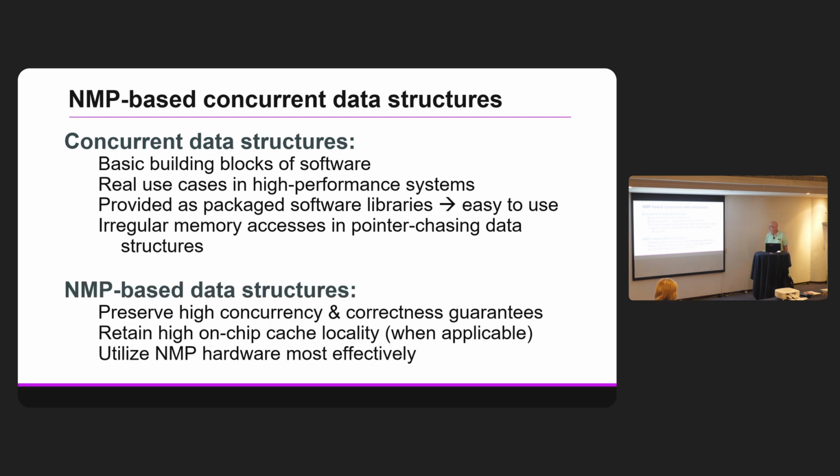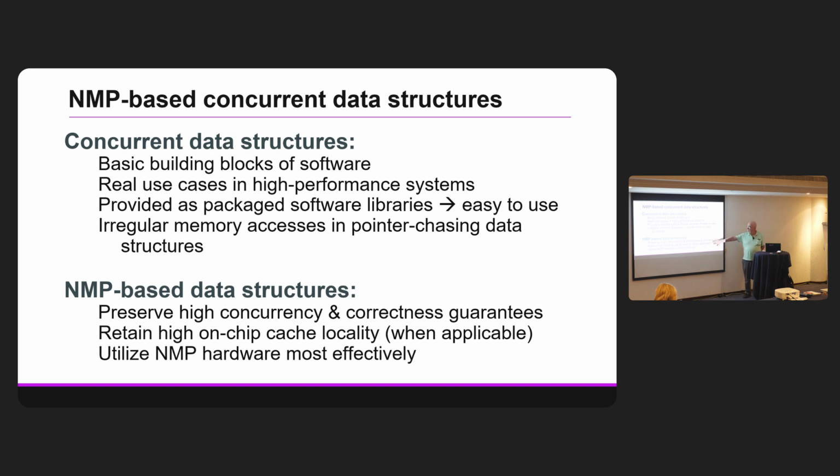So the challenge here is we want to figure out how to use NMPs in an effective way to build concurrent data structures. We want to preserve high concurrency, and we want it to be correct. It's probably obvious to many of you that correctness is important, but my other 4 co-authors are all electrical engineers, and I had to throw temper tantrums from time to time to focus on correctness rather than performance.